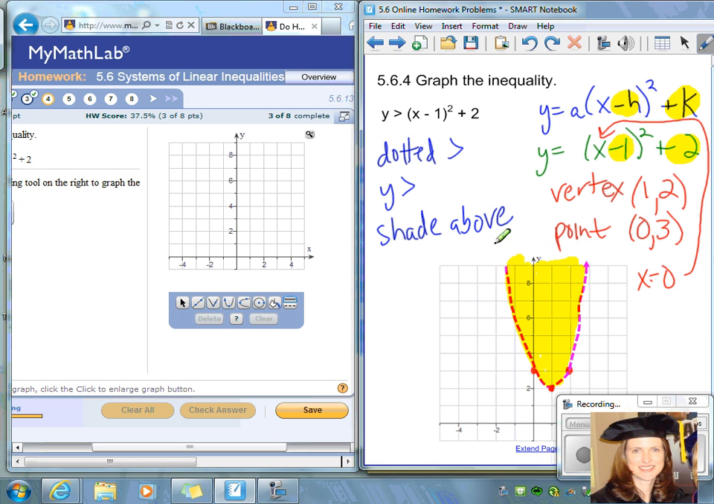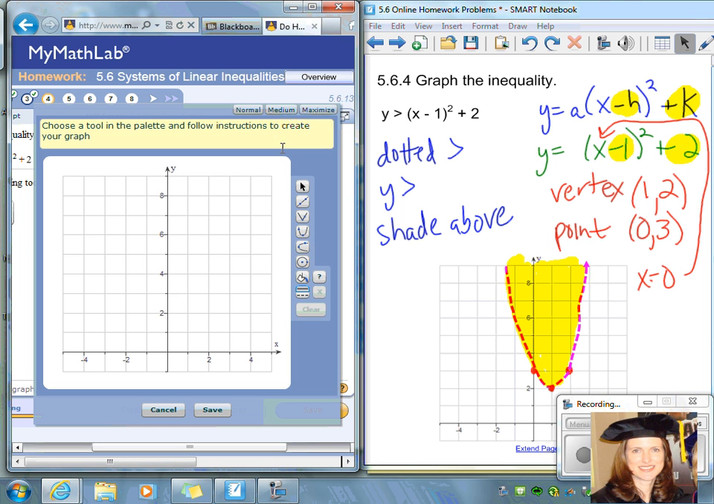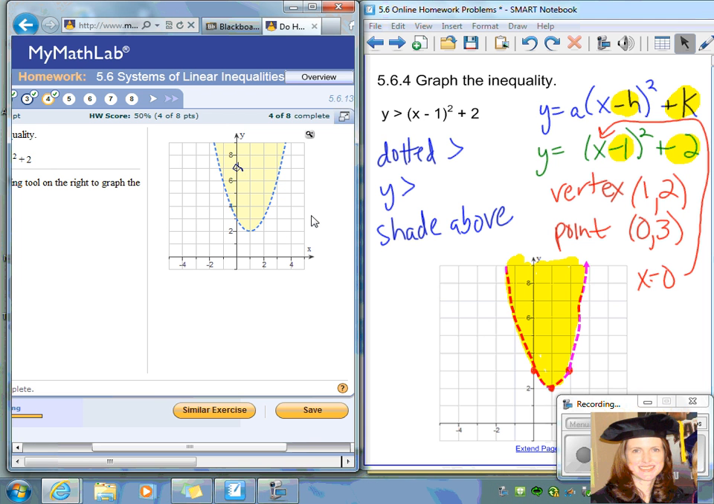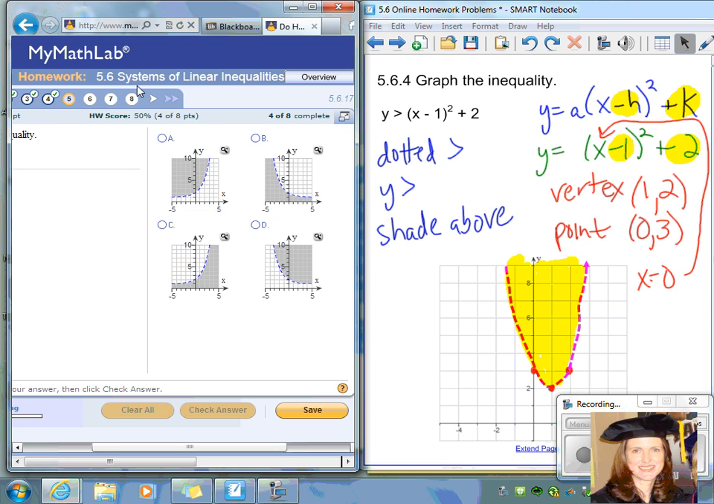To do this on our homework, we're going to select the parabola tool, plotting the vertex at (1, 2) and one other point. I'll choose (0, 3). Change the solid line to a dotted line. Pick up the paint bucket and fill in above the parabola. Save and check your answer to see the graph of the inequality. Let's look at number 5.